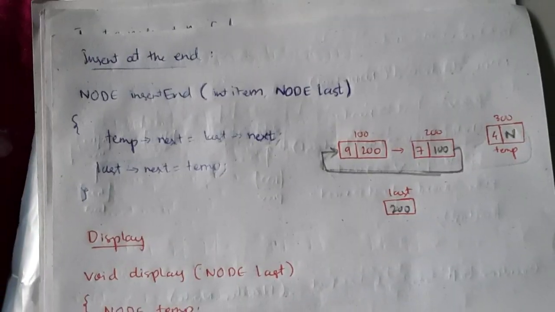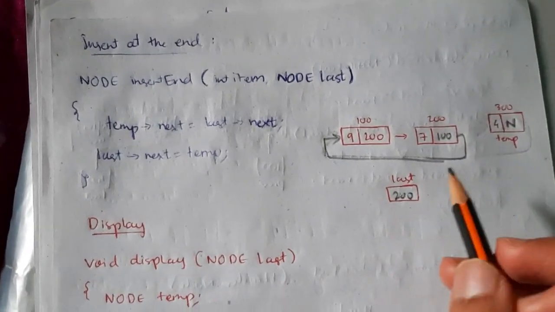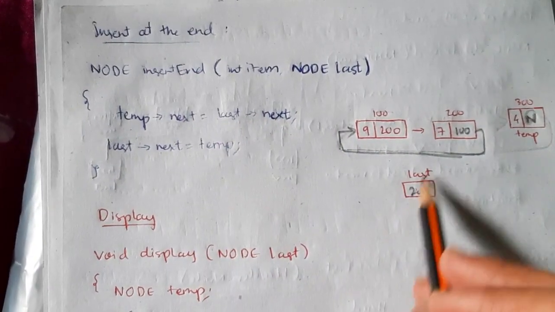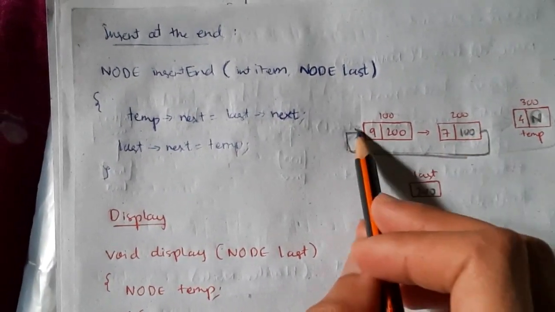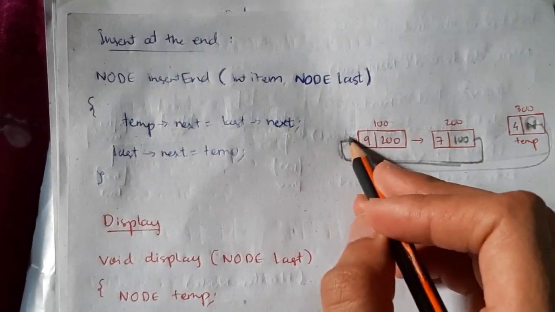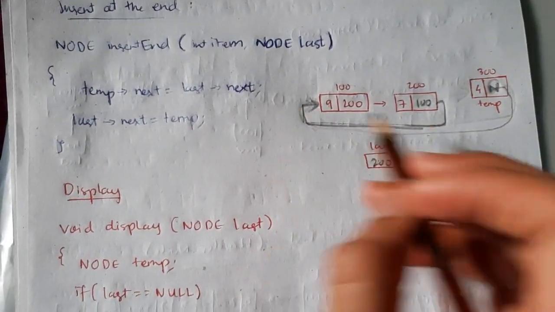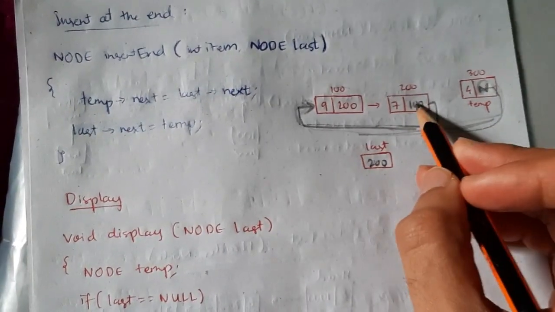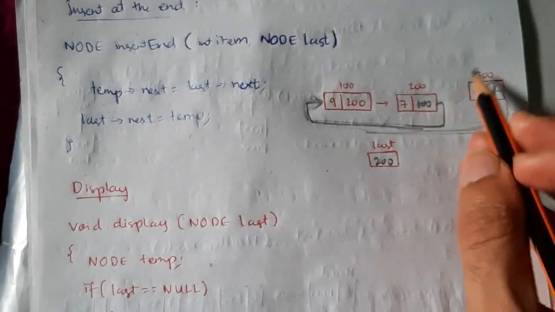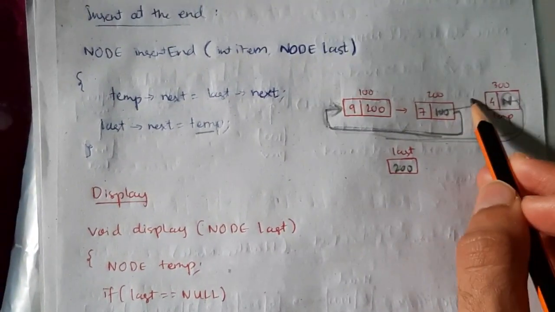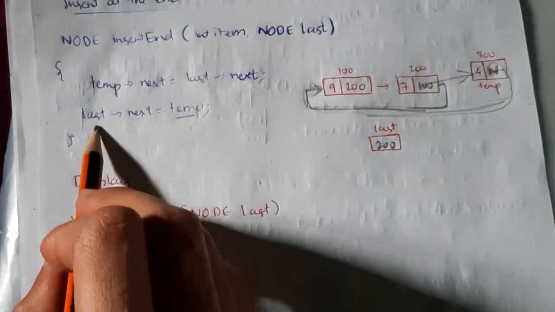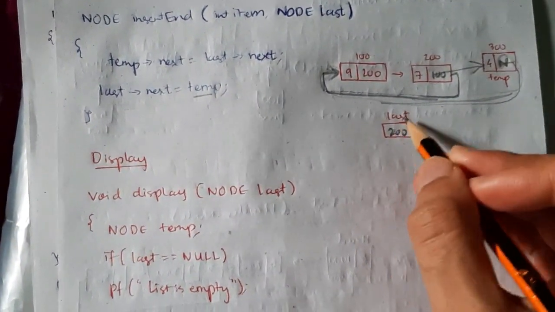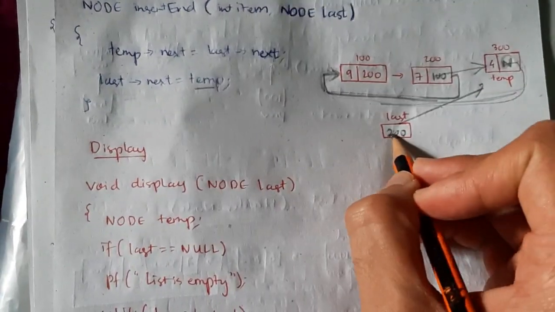Suppose that I had to insert this node at the last. What I will do first: temp arrow next, which is this one, should be last arrow next. Last is this, last arrow next will give me the location of the first, so this will be pointing to the first location. In circular linked list, last will be pointing to the first location, right? So I'll make this connection first, then last arrow next is equal to temp. Last is this, right? Last arrow next means this one, this should be pointing to temp, so temp will be pointed by last here. Then at last, I forgot to write here, last will become temp, so last is equal to temp. Last will be pointing to this one here. Means last will be 300 now.